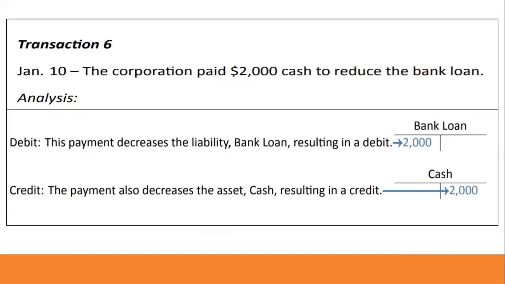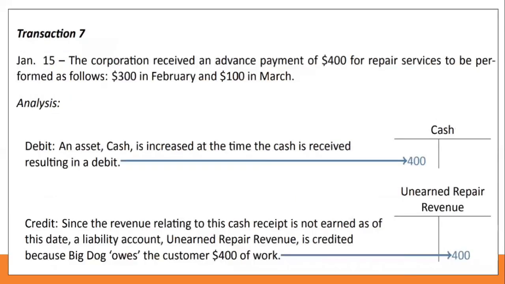And next, we have the seventh transaction, which happened on the 15th of January. It says the corporation received an advance payment of $400 for repair services to be performed as follows: $300 in February and $100 in March.